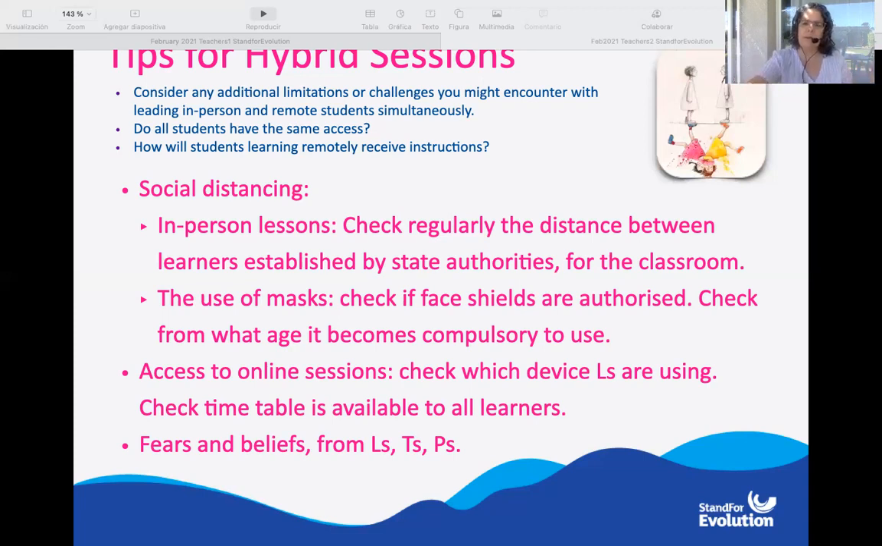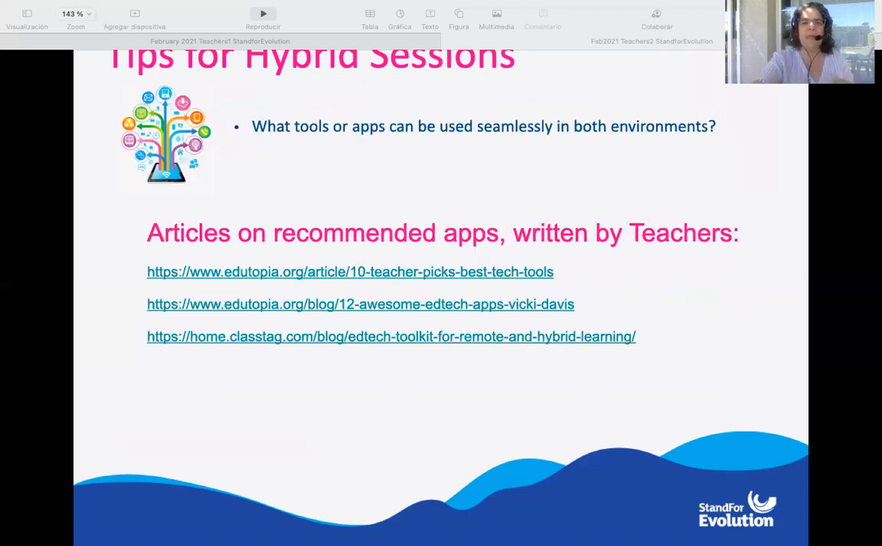Which are the fears and the beliefs of the parents? Why is it that some parents have chosen not to send their kids to school? Or why is it that some parents actually have decided to send their kids to school and they don't want them to learn online? So it's important for you to know this.